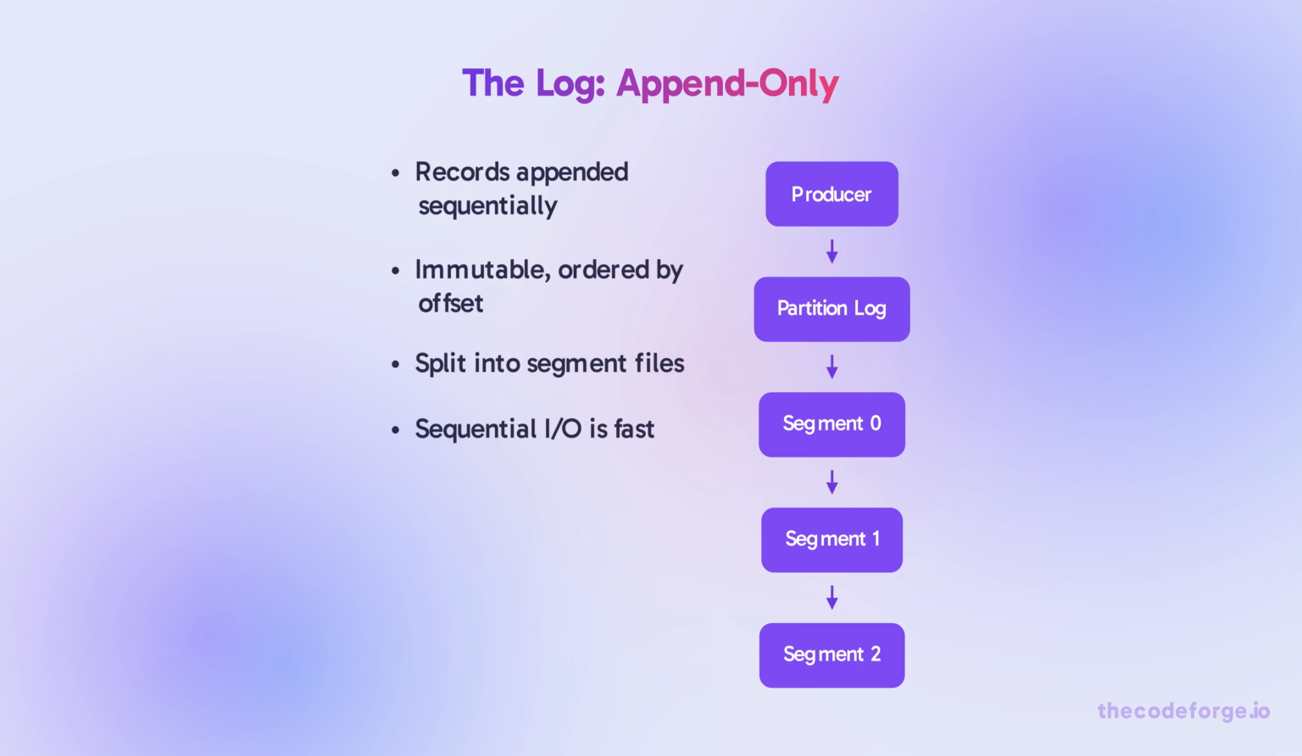At its core, Kafka's log is an append-only sequence of records. Each record has a unique offset within its partition. The log is split into segments, files on disk that are rolled over when they reach a size or time limit. Sequential disk writes are orders of magnitude faster than random writes.